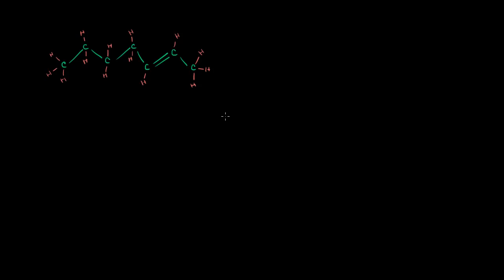So like we always do, let's try to find the longest chain of carbons. And there's only one chain of carbons here. There's 1, 2, 3, 4, 5, 6, 7 carbons in that chain. So we're going to be dealing with hept. That is 7 carbons. But it's not going to be heptane. Heptane would mean that we have all single bonds. Here we have a double bond. So this is going to be an alkene.